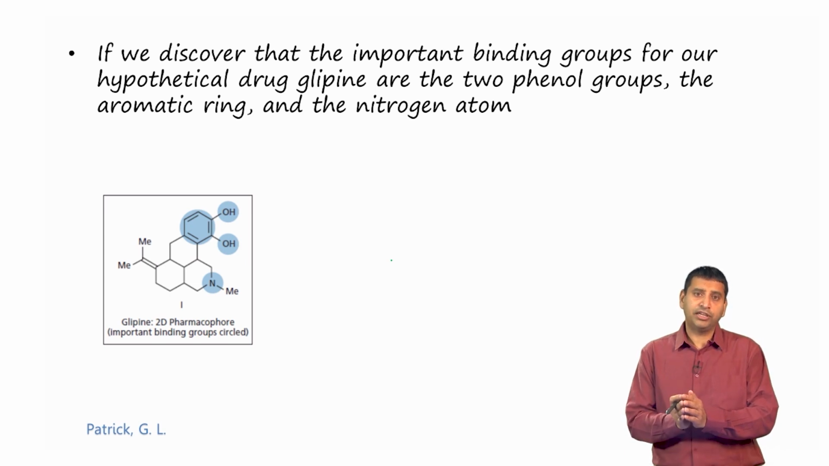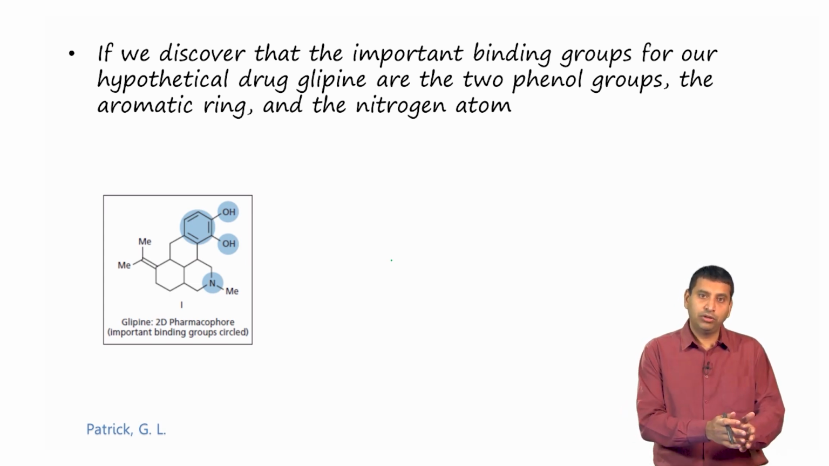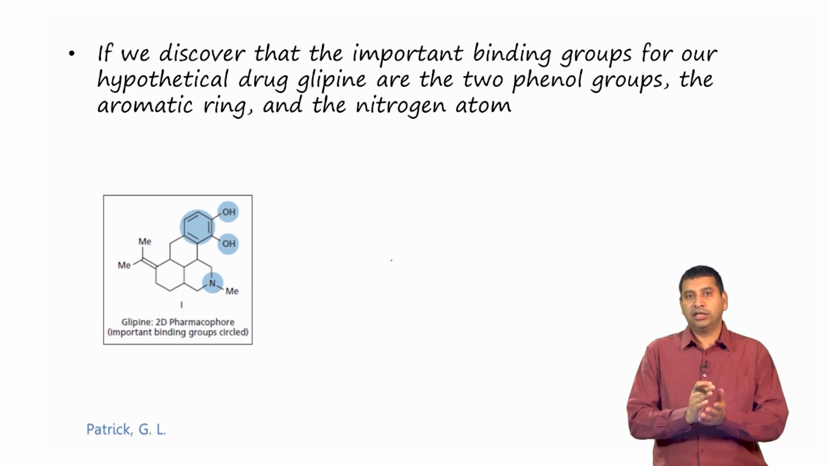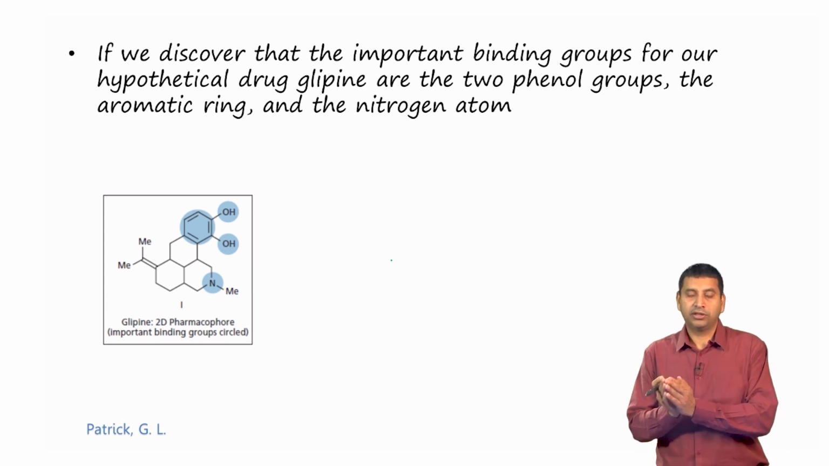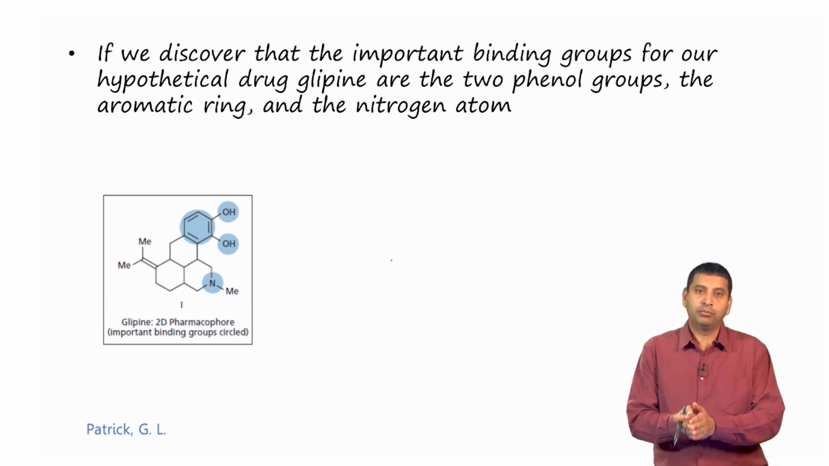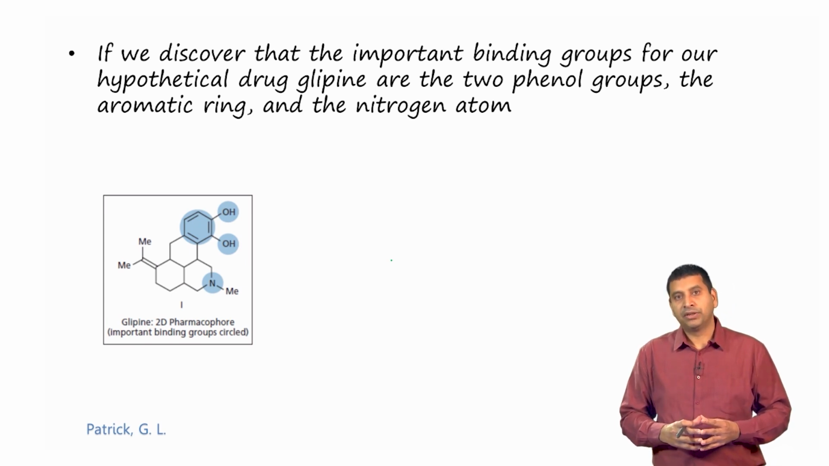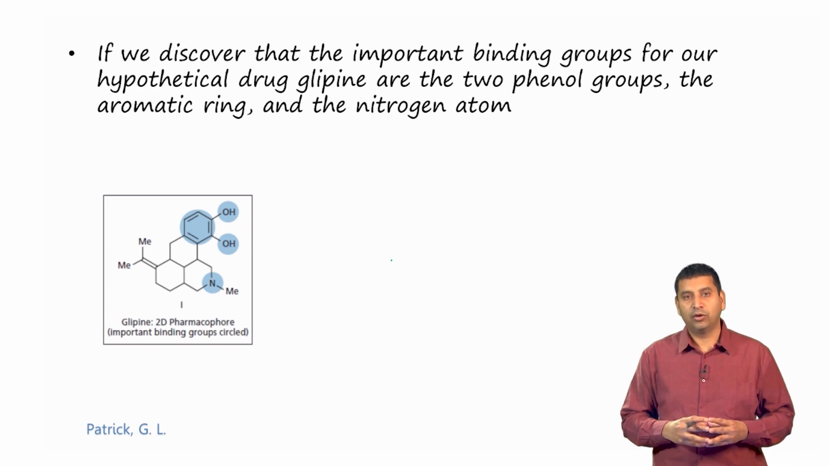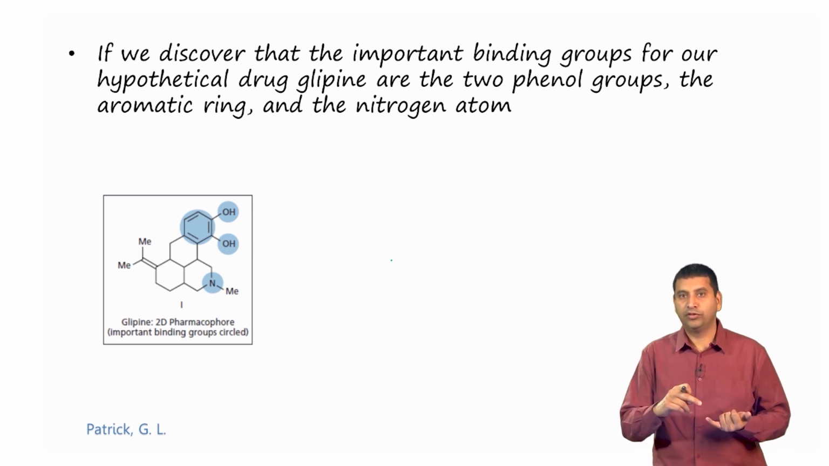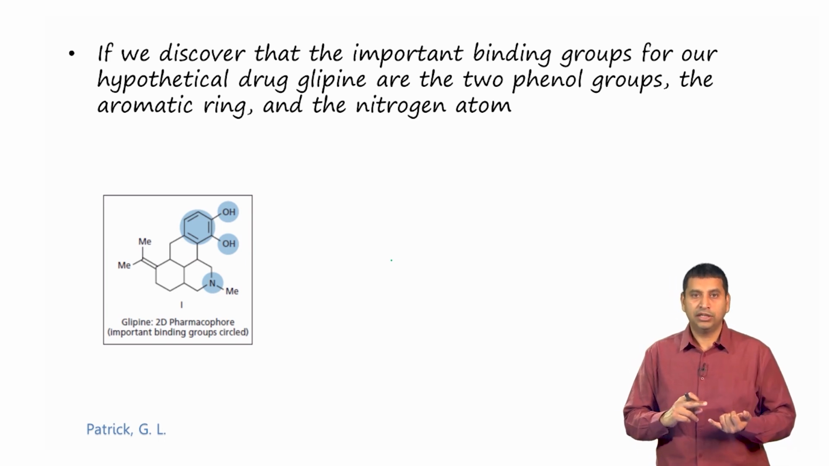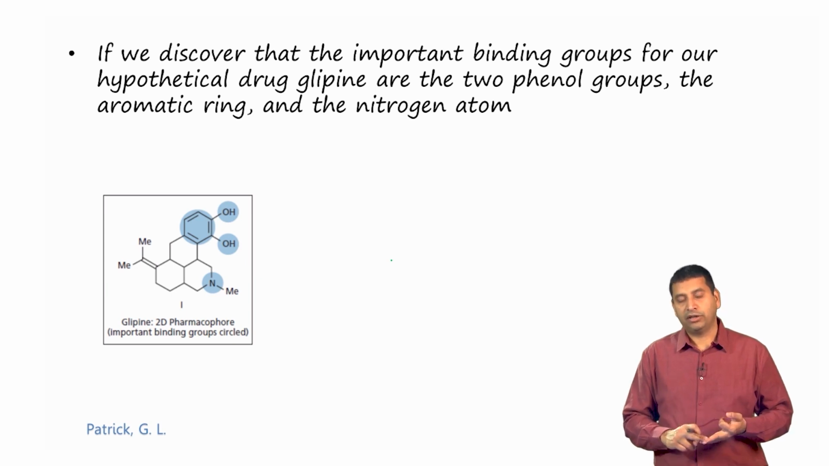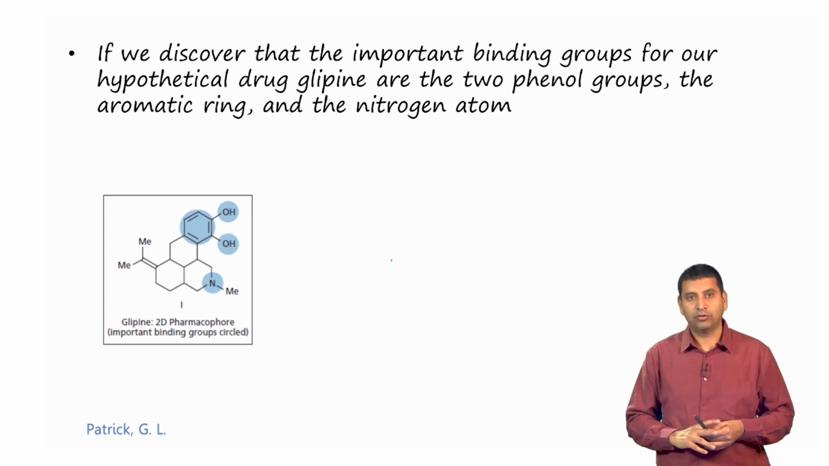What this means is that there are certain groups in the molecule which are not that important, and there are certain groups in the molecule that are important. And we define the pharmacophore as the structure of the molecule which shows the activity. Here we have identified the pharmacophore in the following manner: it contains the two phenolic hydroxyl groups, the aromatic ring and the nitrogen atom. These are the important parts of the pharmacophore.